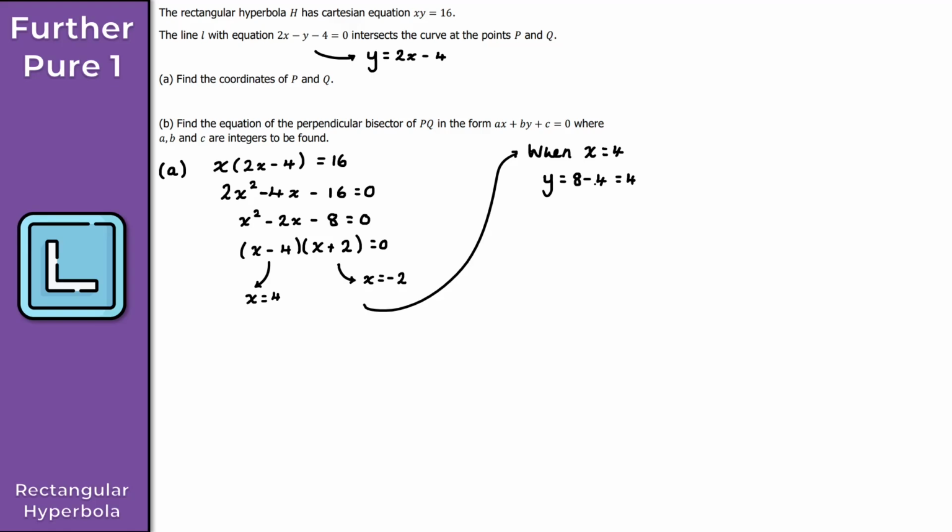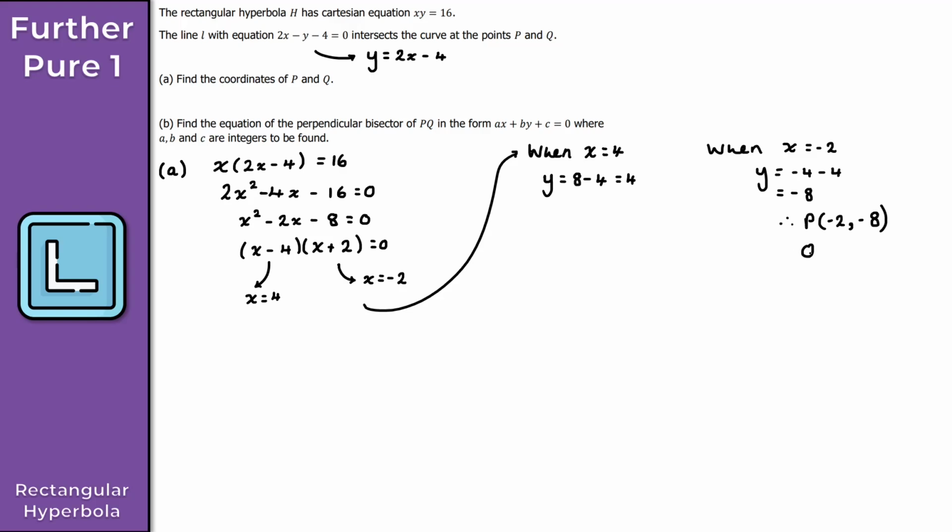And we get 4 there. Okay. And when x equals minus 2, what we get here then for y is 2 lots of minus 2. So that's minus 4. We get minus 8 there. Okay. So in that case then, let's say that p here is (-2, -8). Therefore, p is (-2, -8).